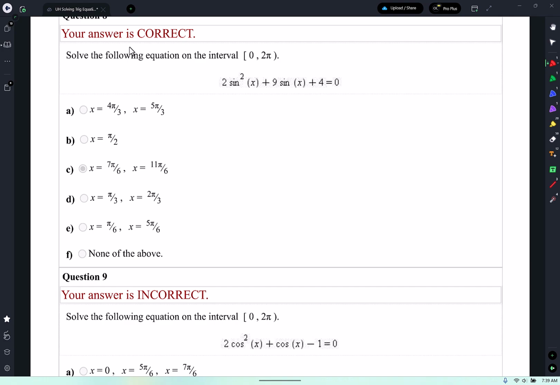So it says 2 sine squared plus 9 sine. I'm not talking to myself, guys. There's someone that came into my room. Say hi. Hi. Yeah, see?